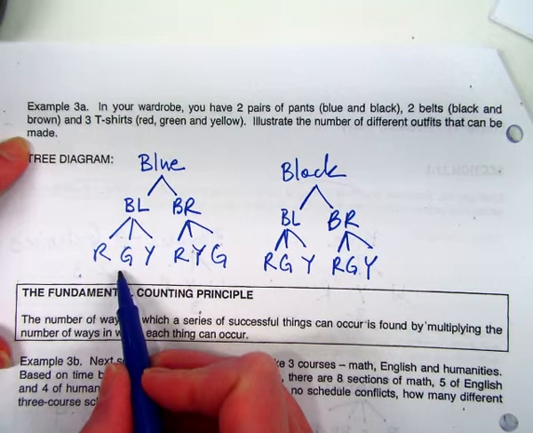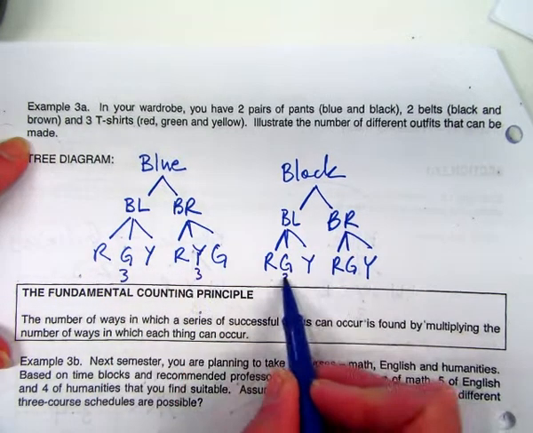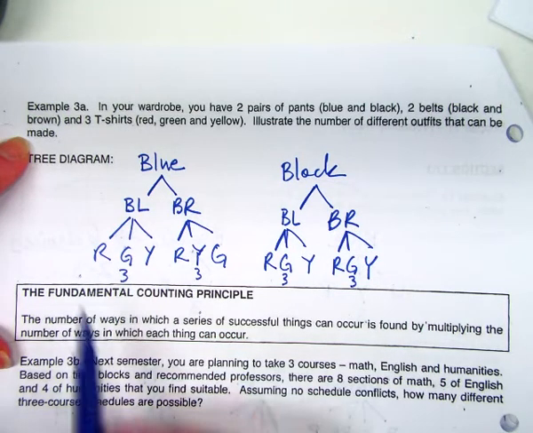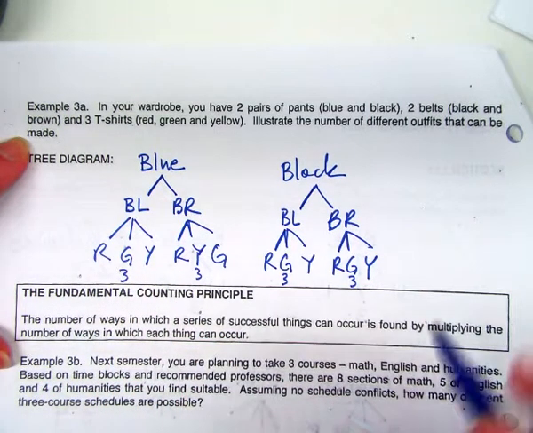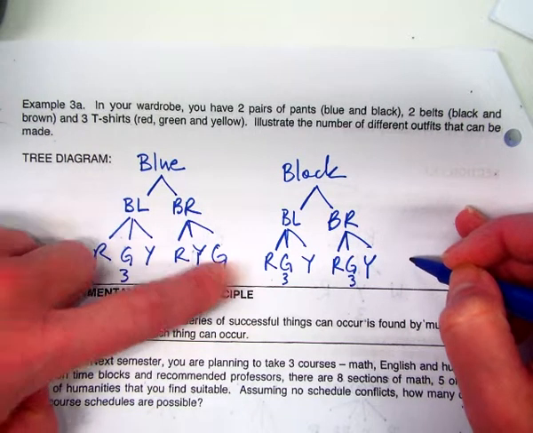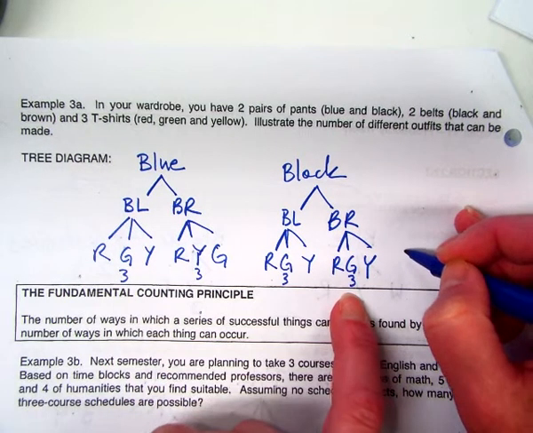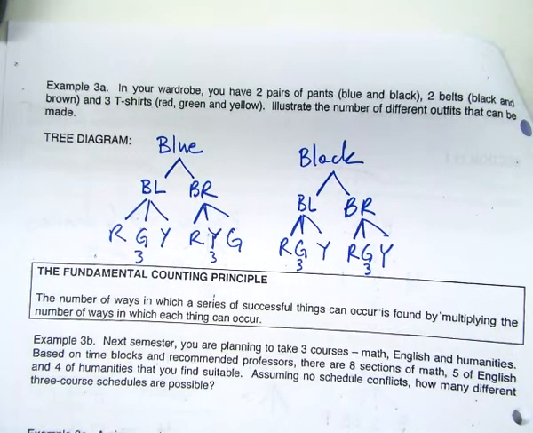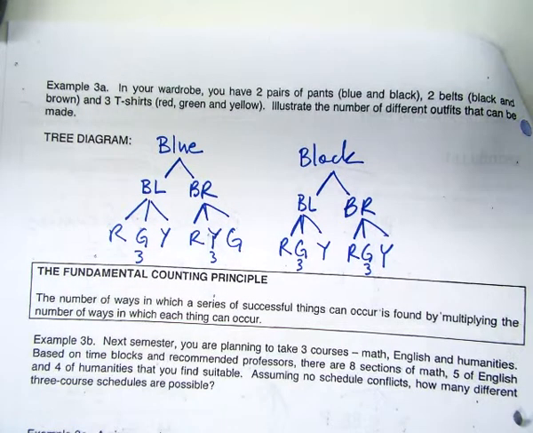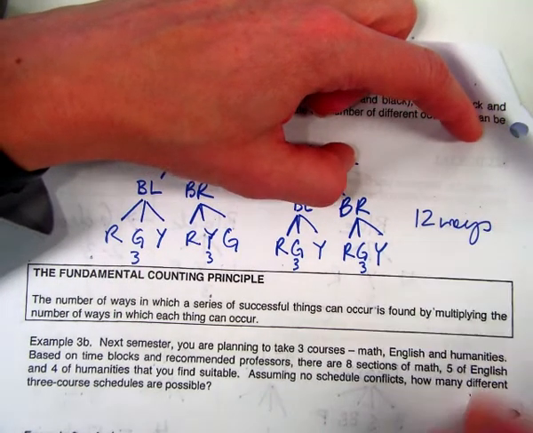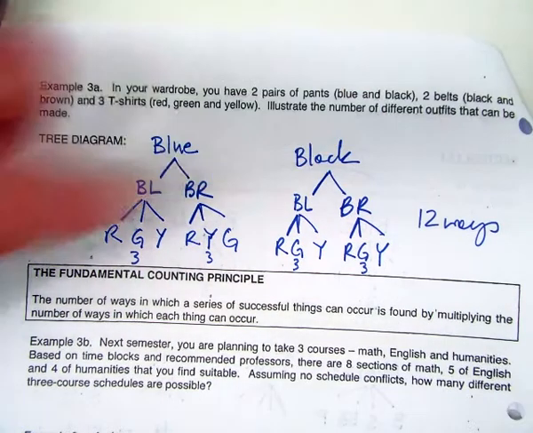So how many do we have all together? If we add them up, you count how many you have at the end right here. 3 plus 3 plus 3 plus 3 is, what is it? 12. Yeah. So there's 12 ways that a different kind of outfit can be made up.